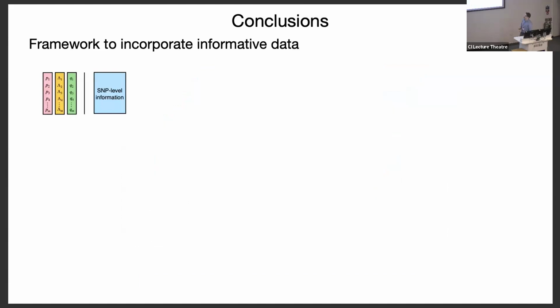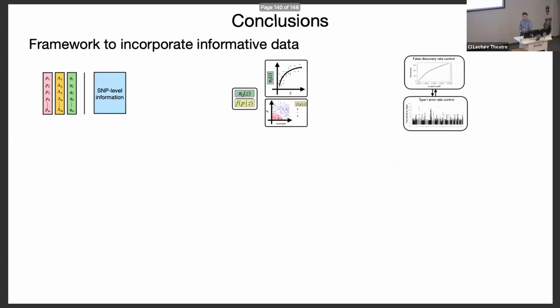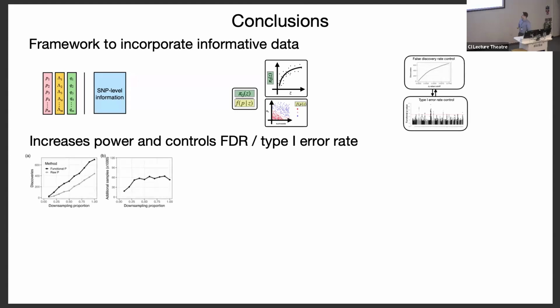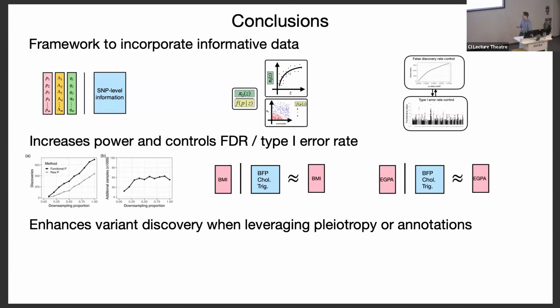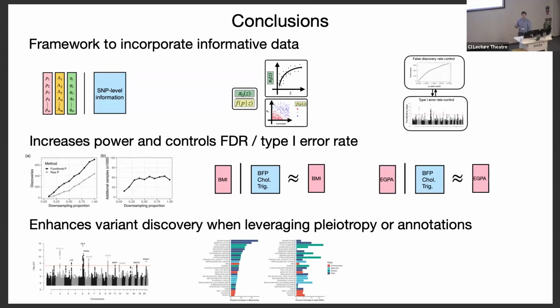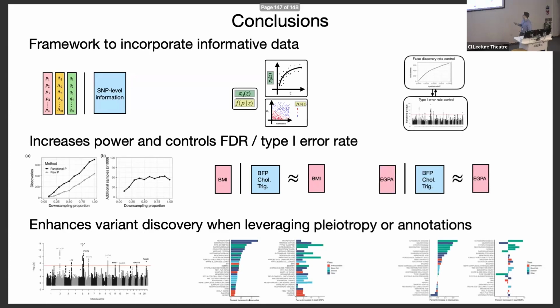Okay, so just to conclude, we have a framework to incorporate SNP level data. It depends on estimating this local FDR statistic. But once we have that, we can get our functional q-values and this functional p-value quantity to control the family-wise error rate. We found it increases power and controls the FDR and type 1 error rate. And we get approximately the raw p-values back when we condition on non-informative data. We found that we enhanced variant discovery when we leveraged pleiotropy in a rare disease GWAS. When we leverage baseline LD annotations, we also find an increase in power as well. When we try to evaluate this new class of foundational models, we have mixed results at the moment.